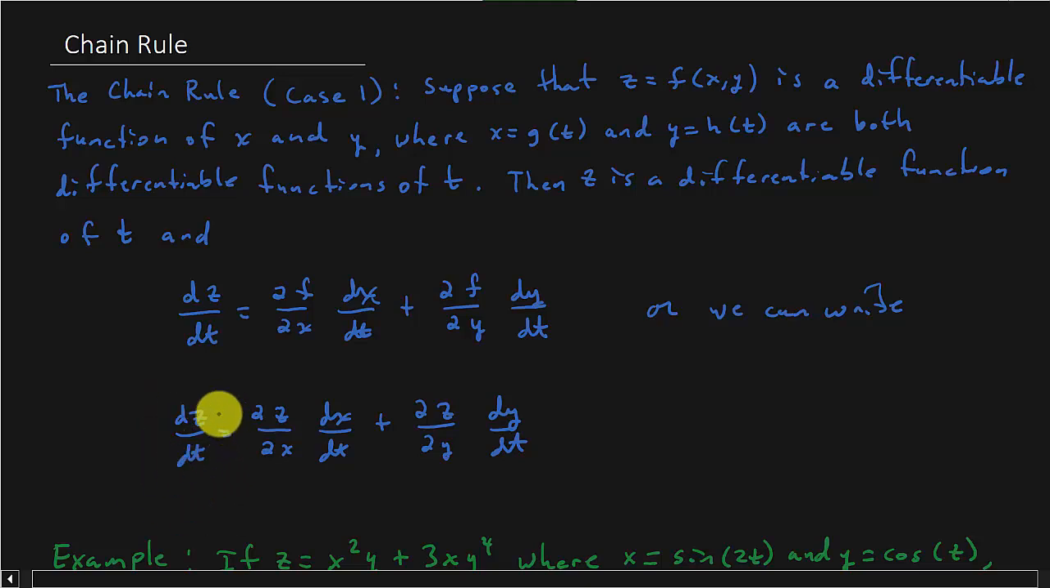And we also have dz/dt is the partial of z with respect to x times the derivative of x with respect to t plus the partial of z with respect to y times the derivative of y with respect to t. So in this, up here they're using f, and down here we're using z. They say up here z is equal to f. So up here they're using the f, up here they're using the z. So it's really not bad.